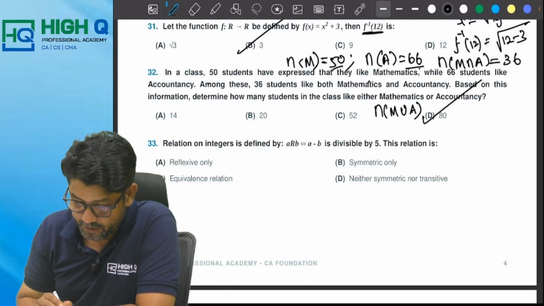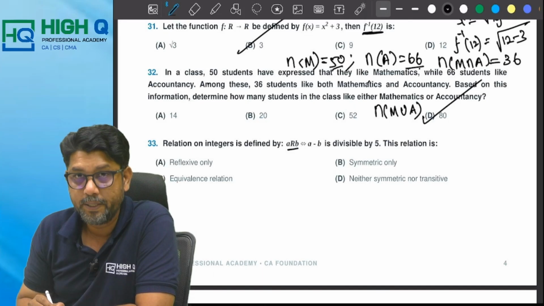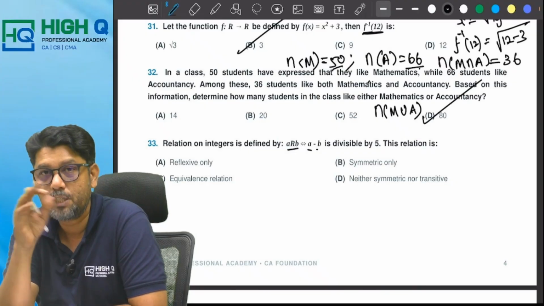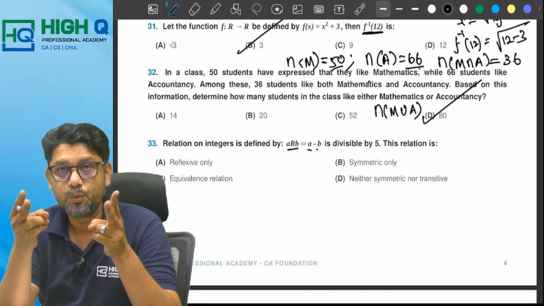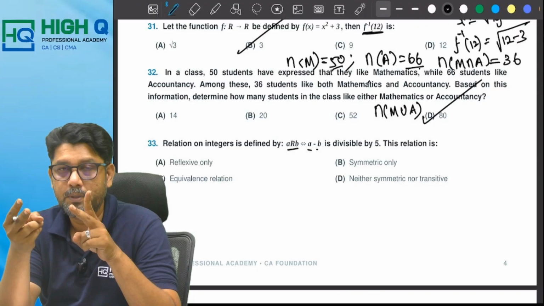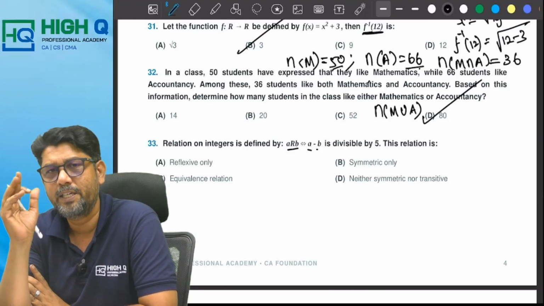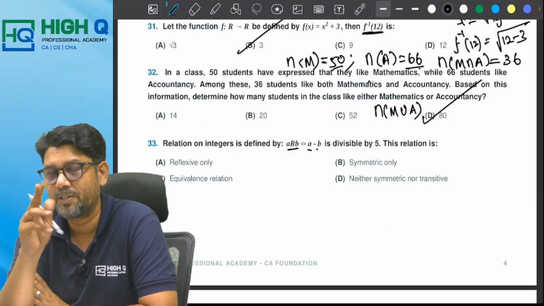Next, a relation on integers is defined by A related to B if A minus B is divisible by 5. You have to take any two numbers, and the difference is always divisible by 5. That is the question. For example, you take any two numbers having a difference of 5.